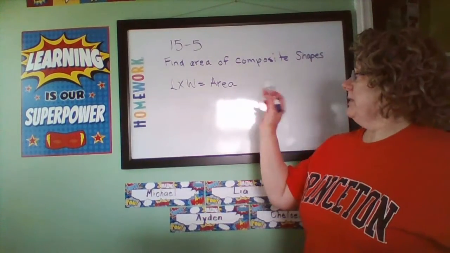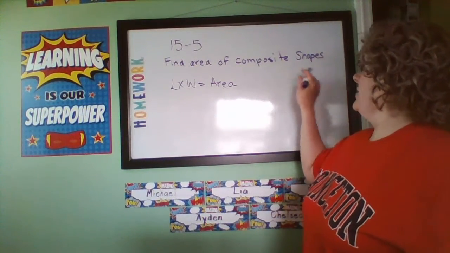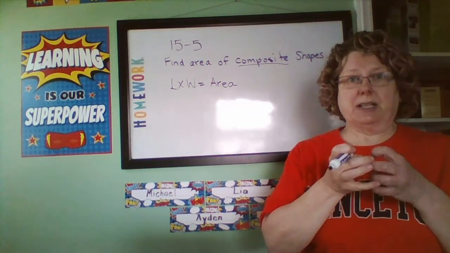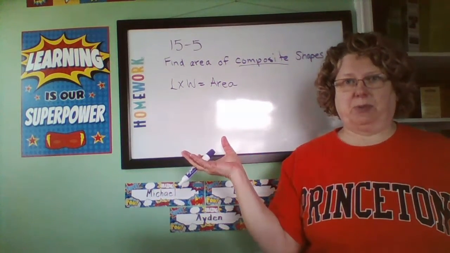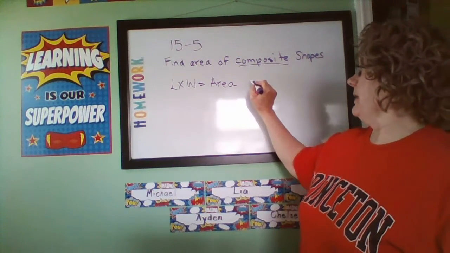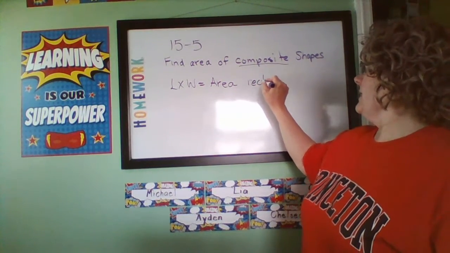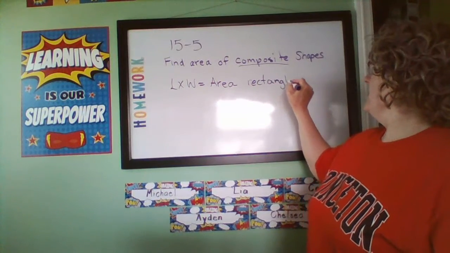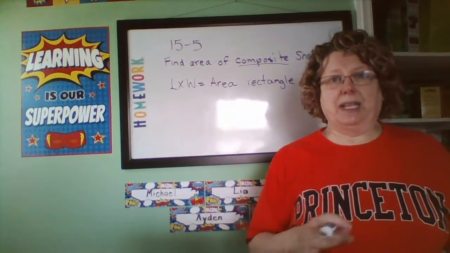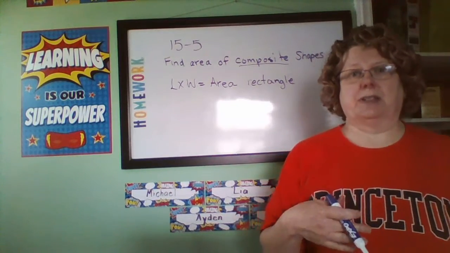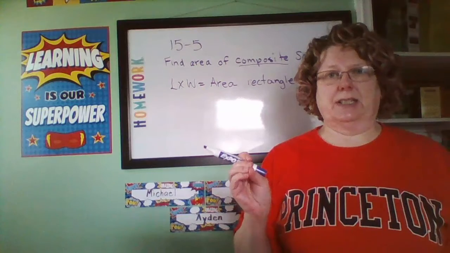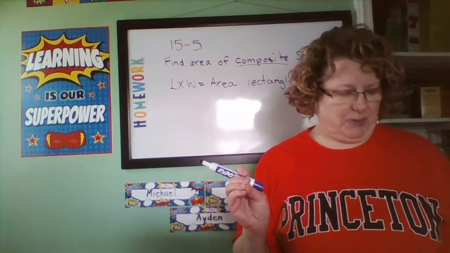Okay, so we're going to be finding the area of composite shapes. Remember, composite meant when we put things together. Decompose was when we took something apart. Now, so far we've learned that the area of a rectangle is the length times the width. So we've figured out the area of many rectangles over the last few lessons. Today's lesson, however, we're going to figure out how to find the area of some unusual shapes.